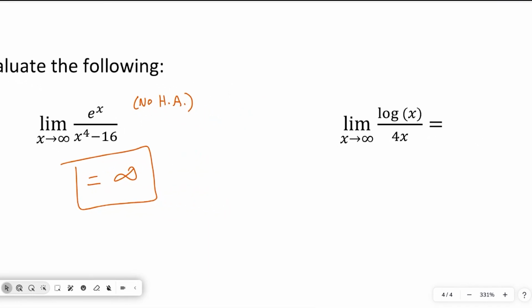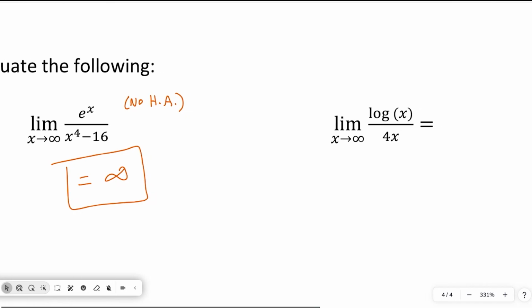All right, for the next one. What grows faster, the numerator or the denominator? Denominator grows faster, right? Log is very slow growth. So what do we say is the horizontal asymptote or the long-term behavior when the denominator is growing faster? Like, for instance, 1 over x. 0. Yeah, it's just 0.